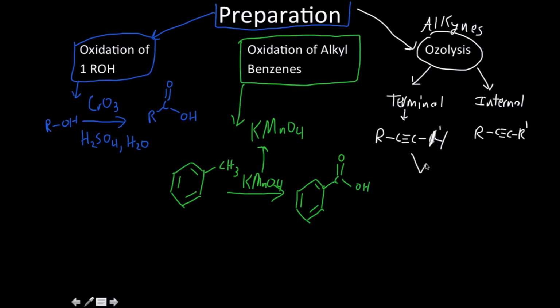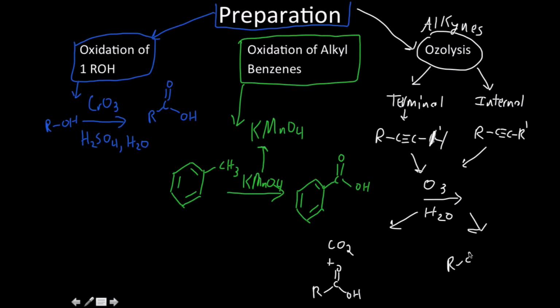So when you treat either one of these with O3, ozone, in water, you get cleavage of that triple bond. The mechanism behind it is kind of complicated. But anytime you have a terminal alkyne, what you end up with is carbon dioxide and a carboxylic acid, which is what we're interested in making. And for an internal alkyne, both sides have R groups, so you get two carboxylic acids, times 2. Cool.